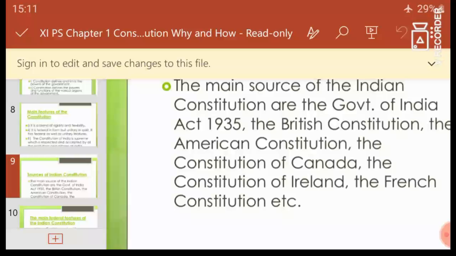But before adopting any feature from any other foreign constitution, we molded it as per the Indian requirements. We changed it, we set it, or we saw whether it suits Indian conditions or not. Okay, so taking the features from other constitutions was not mere copying, rather it was observed and made so that it should give proper response to the Indian requirements.